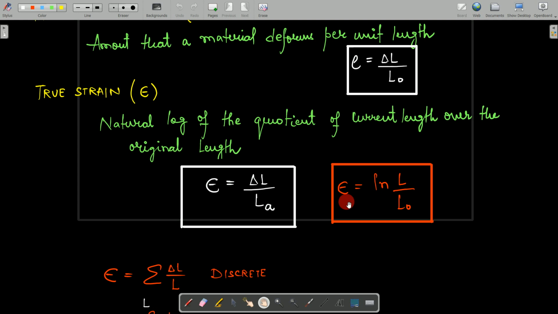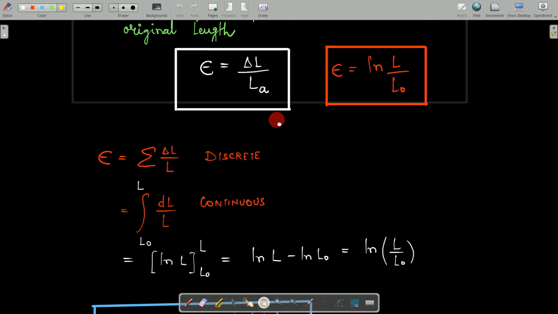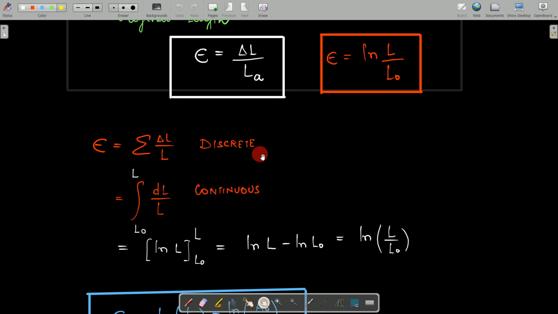So another formula that you need to remember is epsilon is equal to ln L by L naught, the most important and most frequently asked formula. So in case of discrete, let us consider we have some discrete elements. In that case, if you are summing up the strain, you can write epsilon is equal to summation of delta L by L. Now if you consider the thing to be continuous, in place of summation we'll be having integration, and this continuous dL divided by L.